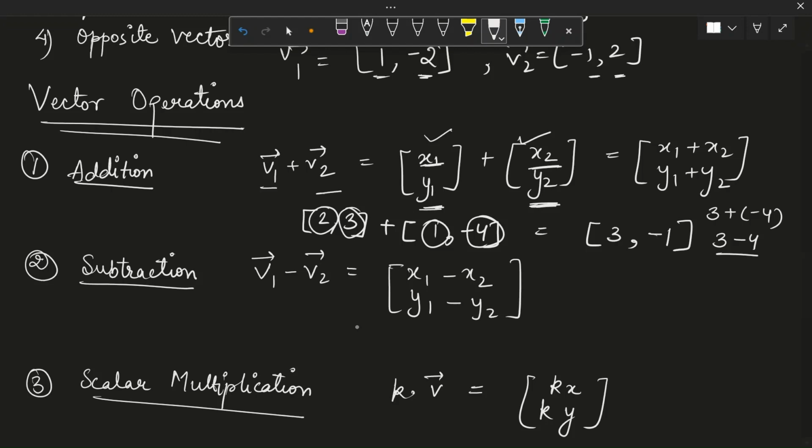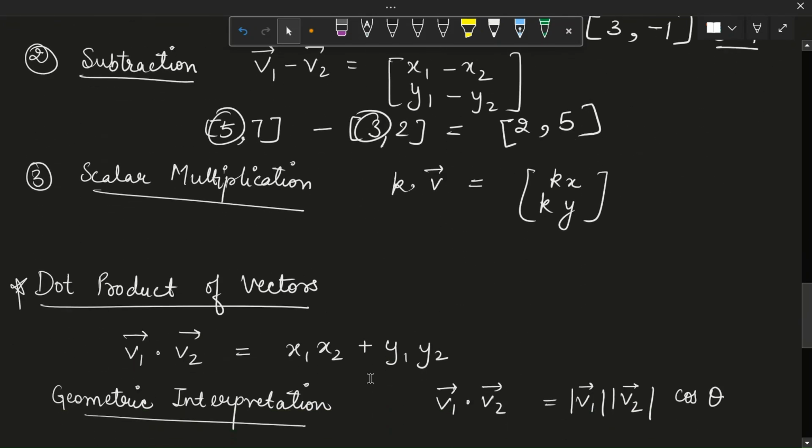Subtraction. Subtraction happens in a similar way as addition is performed. Here also let's take an example. Let's say we have two vectors and we want to subtract these. What we will be doing? Subtracting corresponding elements. So here 5 minus 3 will be 2 and 7 minus 2 will be 5. So this will be our example.